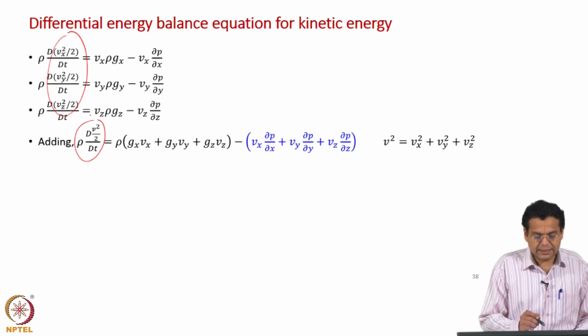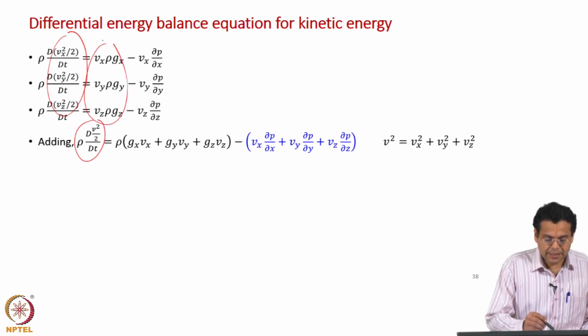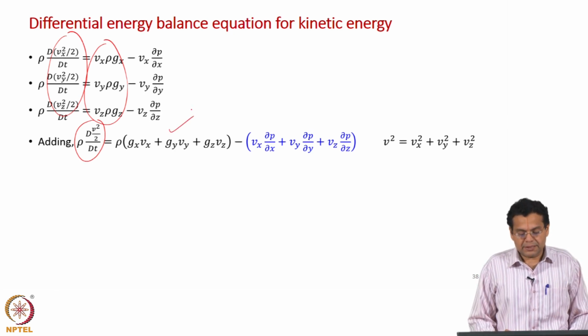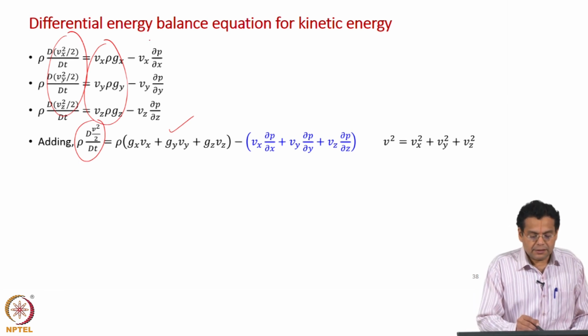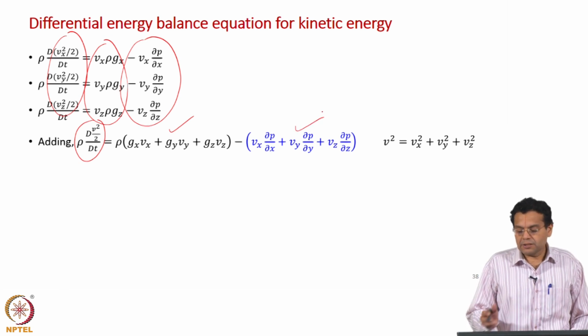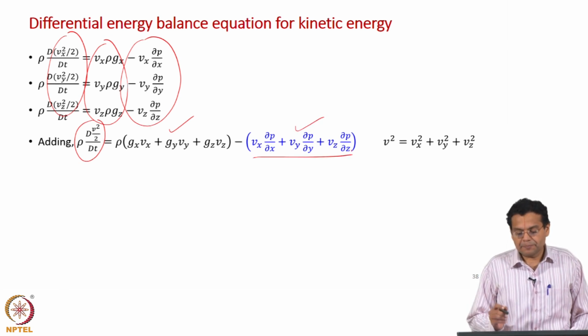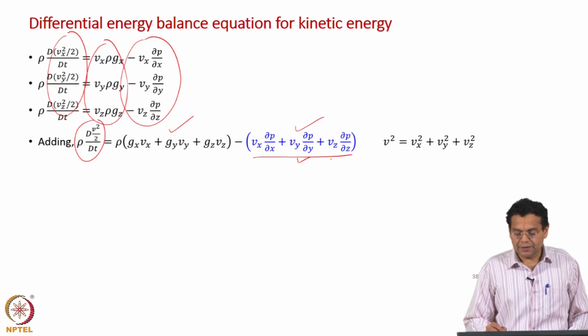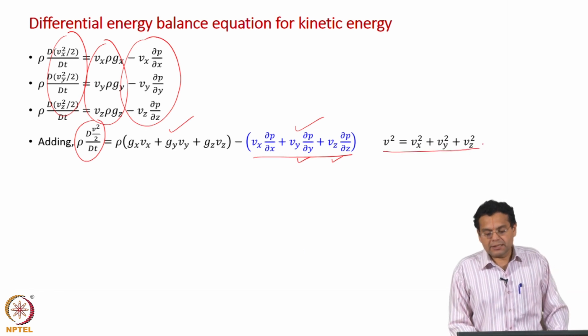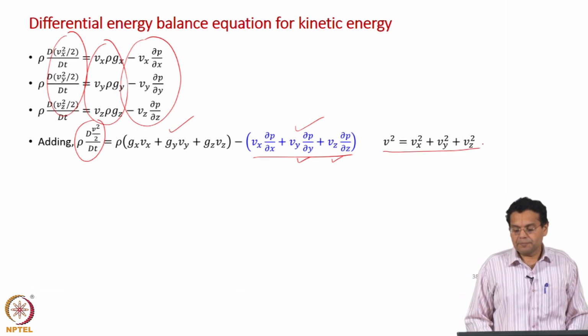Now, on the right hand side, this term has been expressed here as rho into (g_x V_x plus g_y V_y plus g_z V_z), and then these three terms have been expressed here as minus of these three terms: V_x ∂p/∂x, V_y ∂p/∂y, and V_z ∂p/∂z. And what is shown here is V squared as the sum of V_x squared plus V_y squared plus V_z squared.